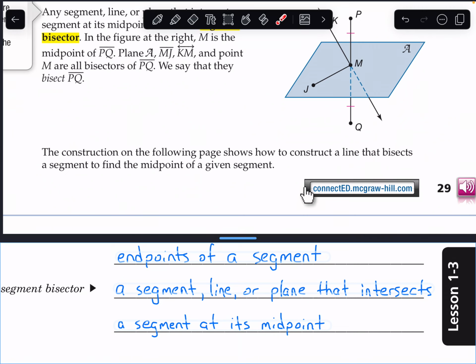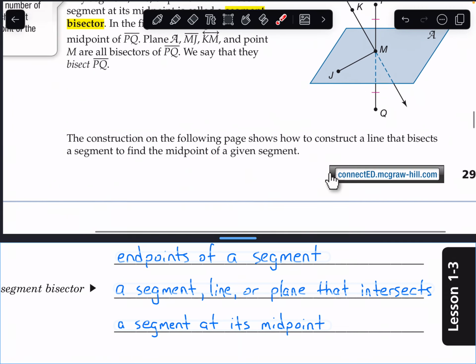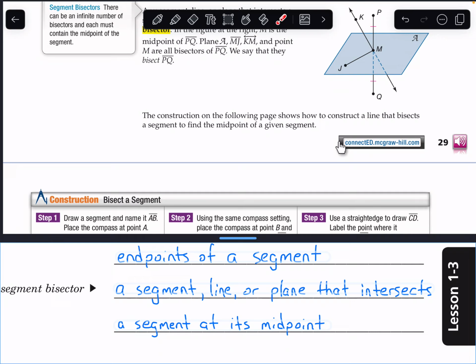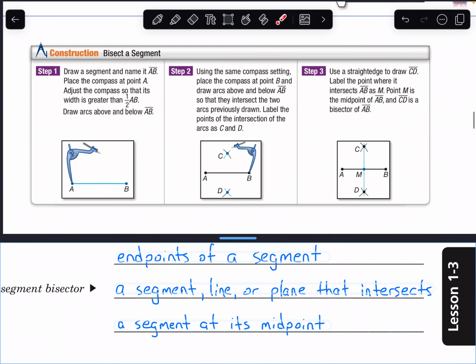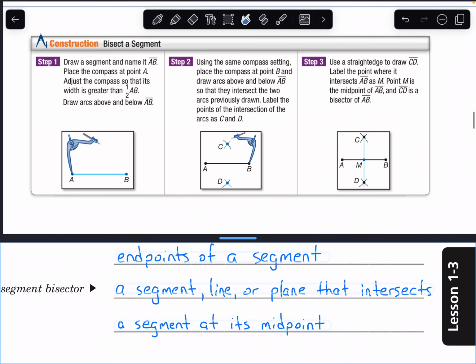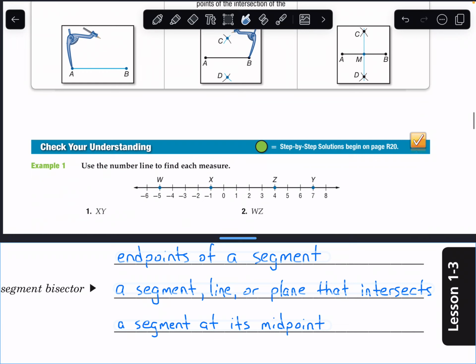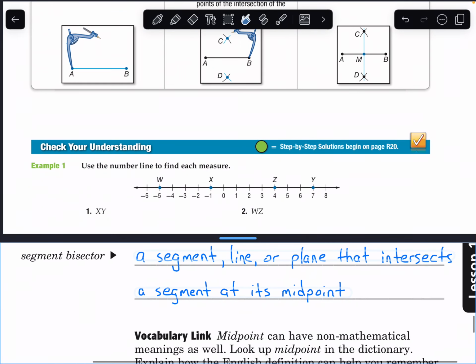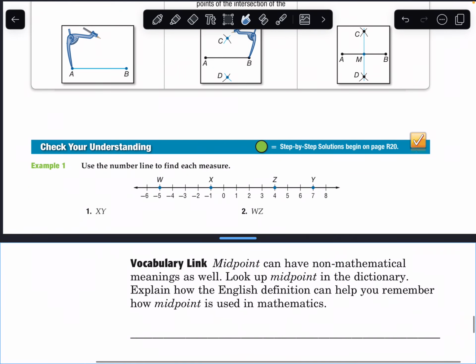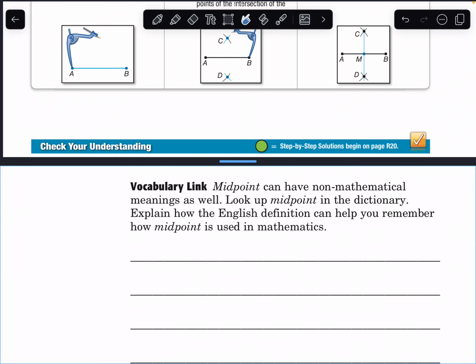And on the following page, there is a construction process. Remember, construction is done with compass and straightedge, based on matching distance. I'll let you take a look at that. That is not something we'll be doing in class together, but perhaps at a later date as part of an activity. But that brings us to the end. So this concludes the vocabulary portion. Let's go on to the vocabulary link.